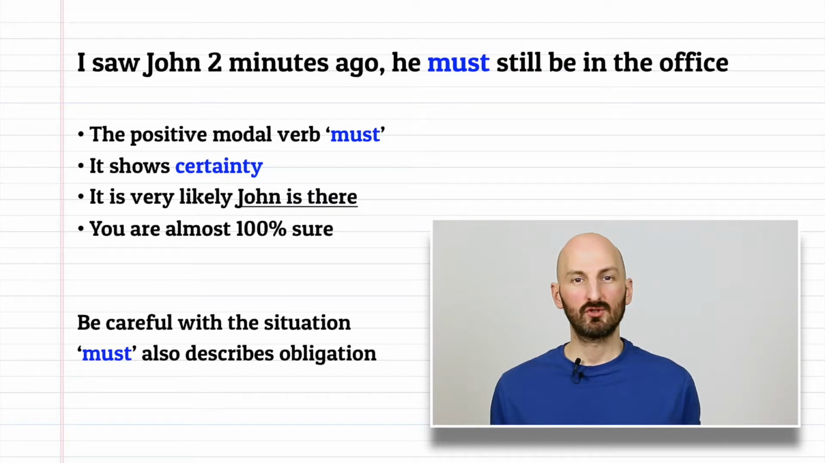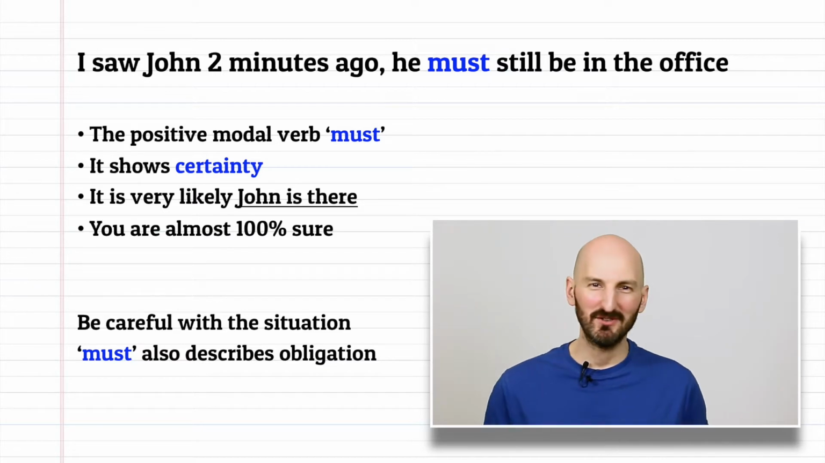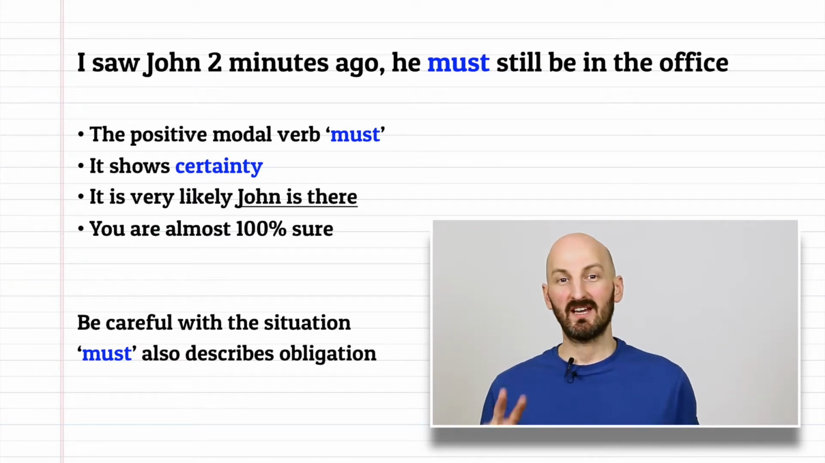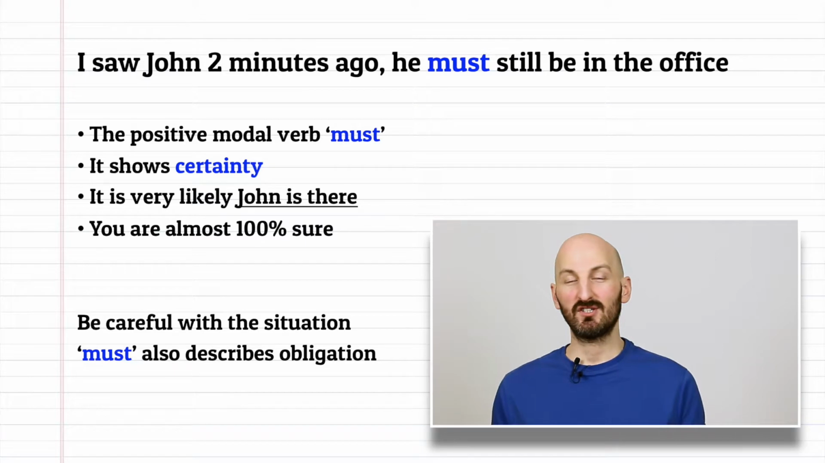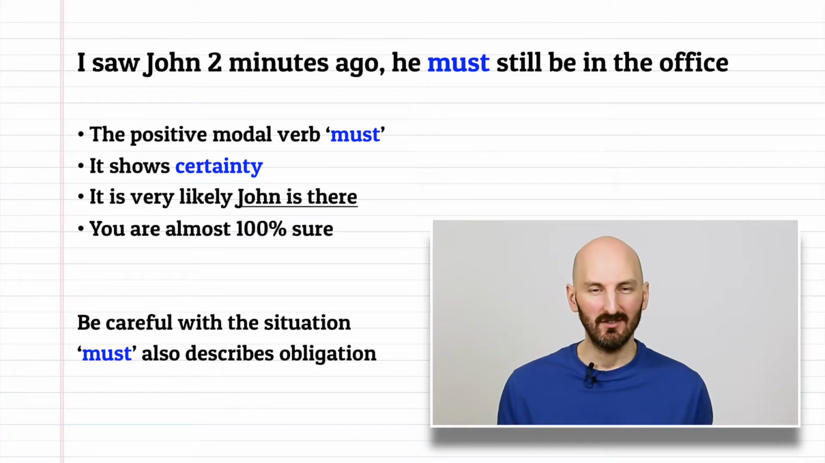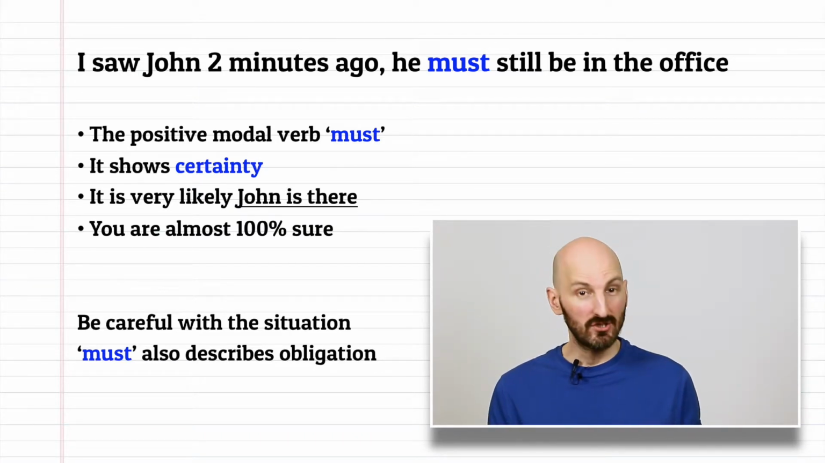clothes. Okay, so we've looked at obligation, advice, and necessity. Finally, let's get on to certainty. I saw John 2 minutes ago. He must still be in the office. This sentence has two parts and describes a situation in an office. The first part is the evidence, and the second part is the certainty using must. You're certain or 100% sure that John is in the office.